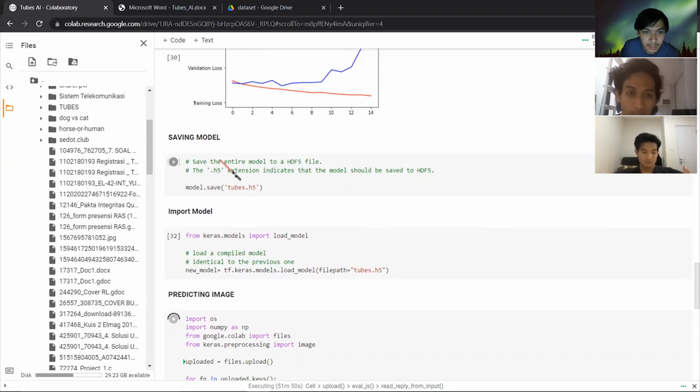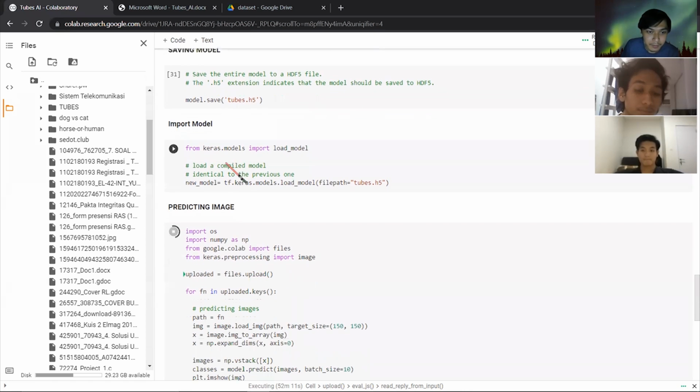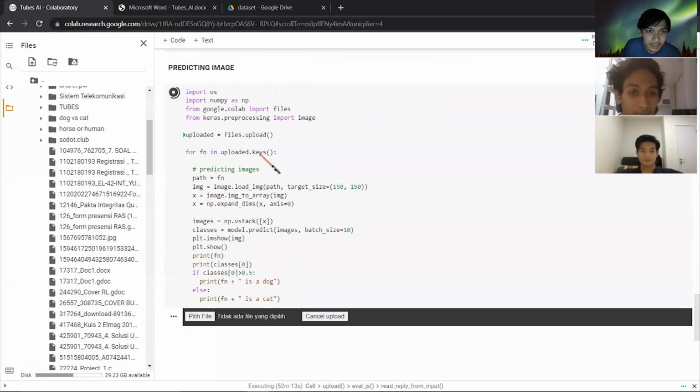And then this is the code for saving the model. We save it as tubes.h5, and then import the model to the Google Drive. This is the code, and then this is the predicting image.